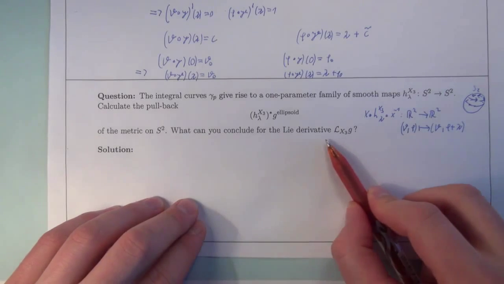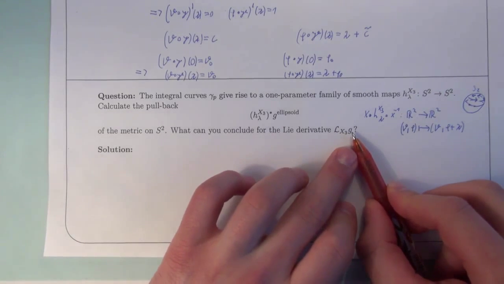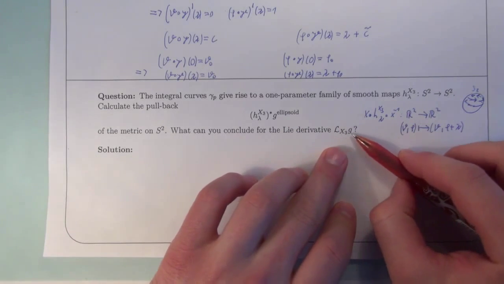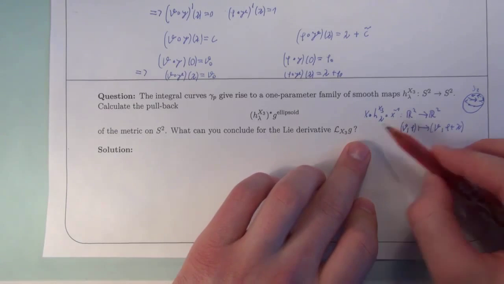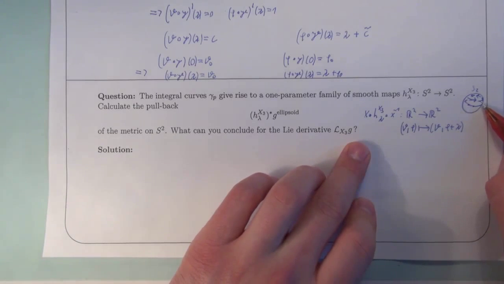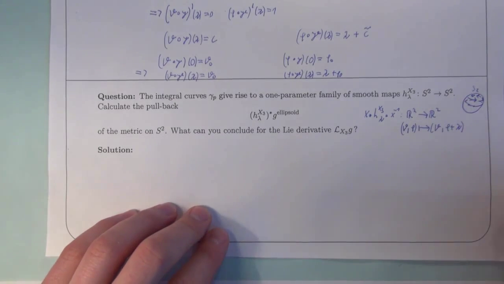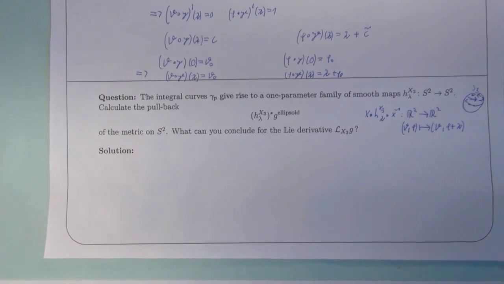And what can you conclude for the Lie derivative L with respect to X3 of g, where g is the ellipsoid metric? If this would be equal to the g ellipsoid again, then the metric would look the same on all lines along the equator or parallel lines to that. Okay, in order to check this, we have to calculate a little bit.